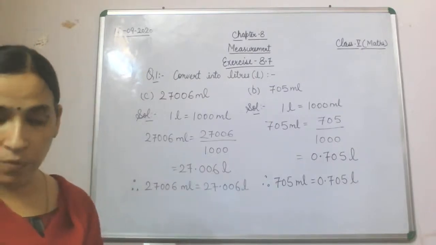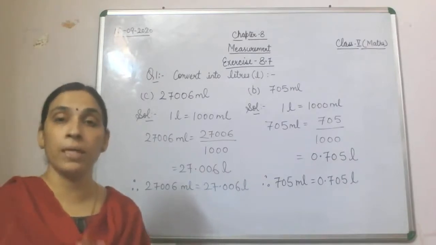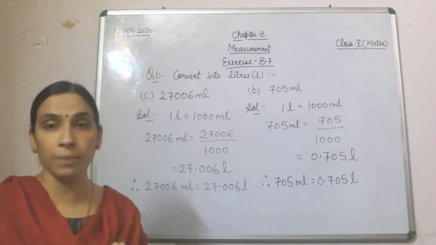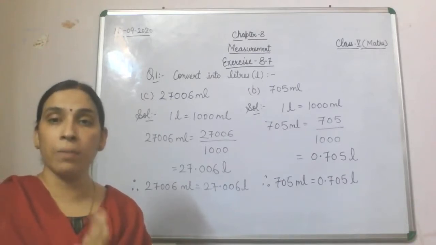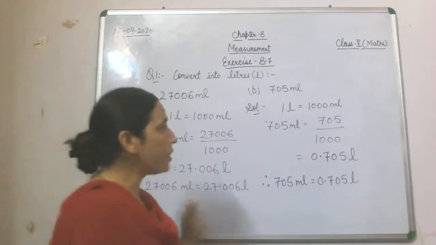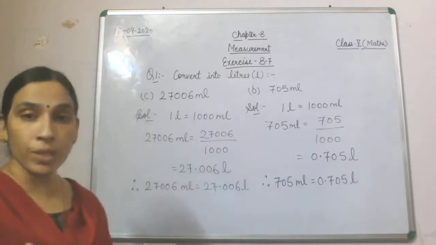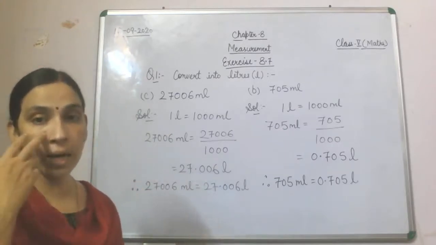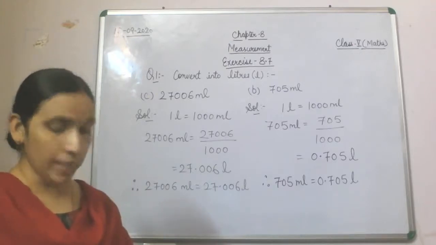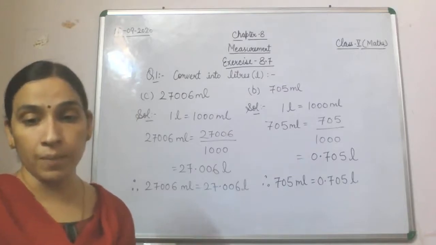In this A, B and C part, we have converted a question which is given in milliliter into liter by dividing it by 1000. In all the questions in A, B and C part, the question will be given in milliliter and simply you have to divide it by 1000 and then write the answer in liter by using a decimal.